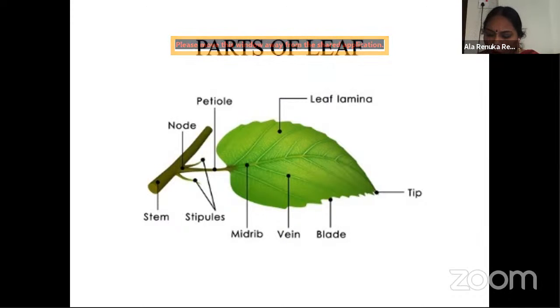Generally, in monocots, we see the veins arranged in a parallel manner. That is called parallel venation. And in dicot leaves, the veins are arranged like this in a reticulate fashion, that is, interlinked. The veins and veinlets get interlinked and form the reticulate.